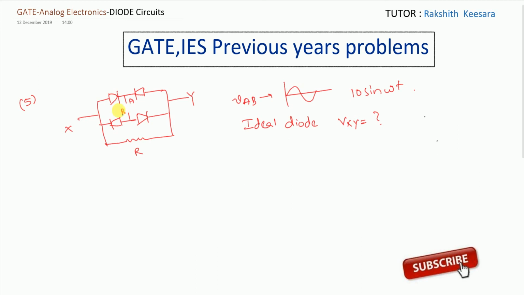This is the last question, friends. He gave a circuit and there are 4 diodes. We are applying a voltage VAB equal to 10 sin omega t here, and he is asking us to find the VXY. He mentioned that these are ideal diodes. So first we will see the positive half cycle. In the positive half cycle, A will be positive, B will be negative. So what will happen?